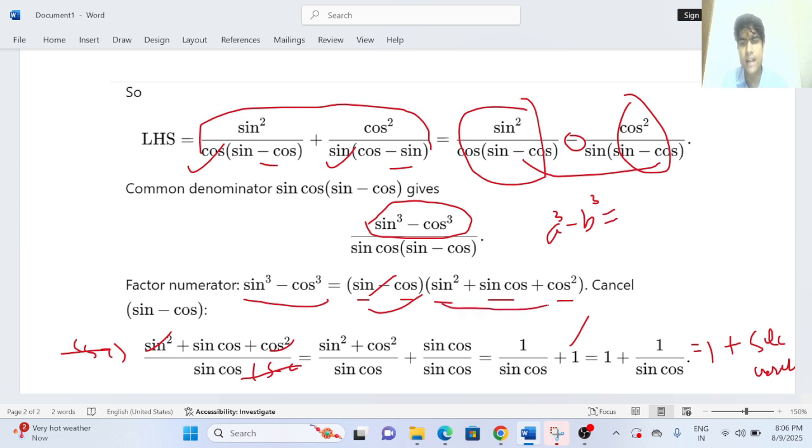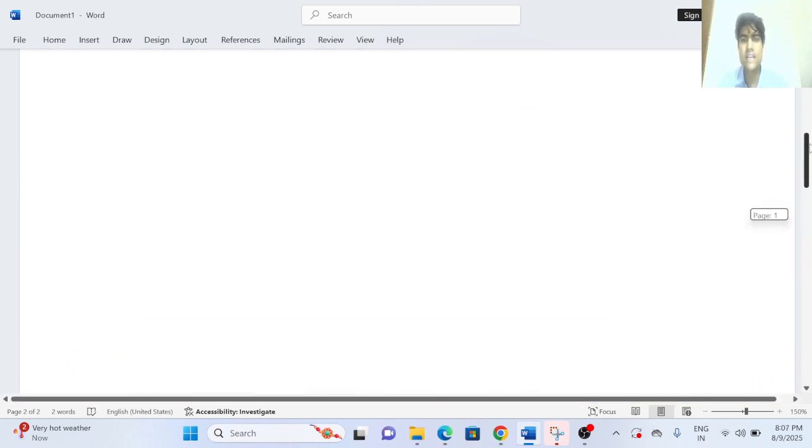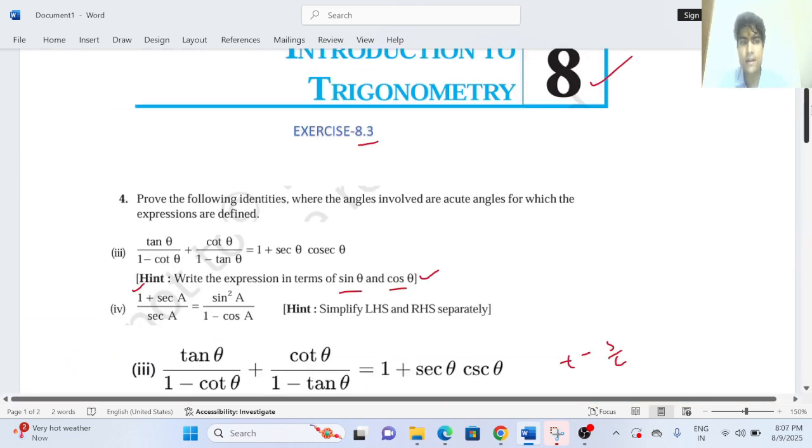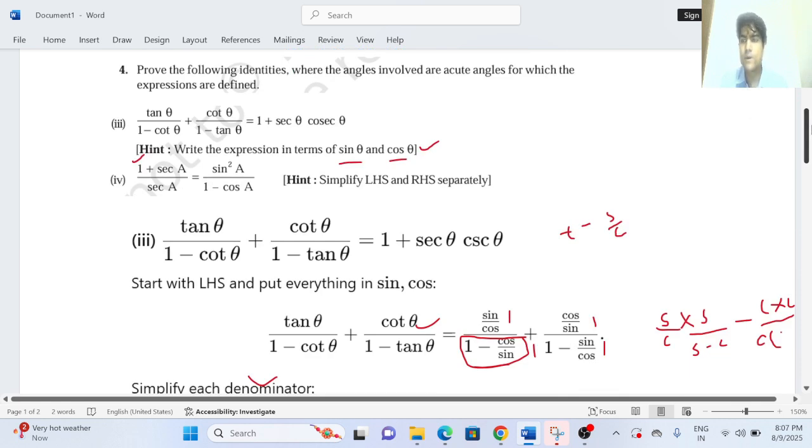The remaining thing is that we know sine square plus cos square is equal to 1, and sine by cos times cos by sine is equal to 1. So we get 1 here, we get 1 by sine cos here, we reverse it, and we get our answer 1 plus sec and cosec. I hope this is very clear to you and there is no doubt in that. But now it's time for us to solve the fourth part of this question, so let's move to the fourth part.